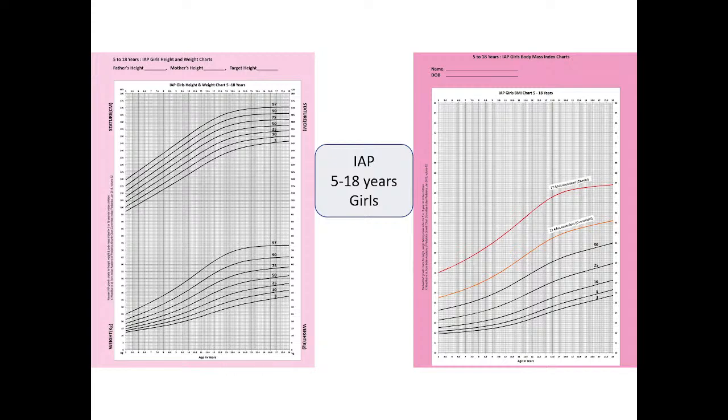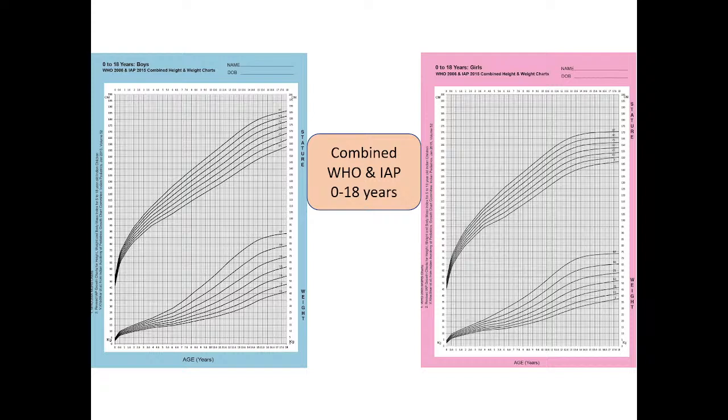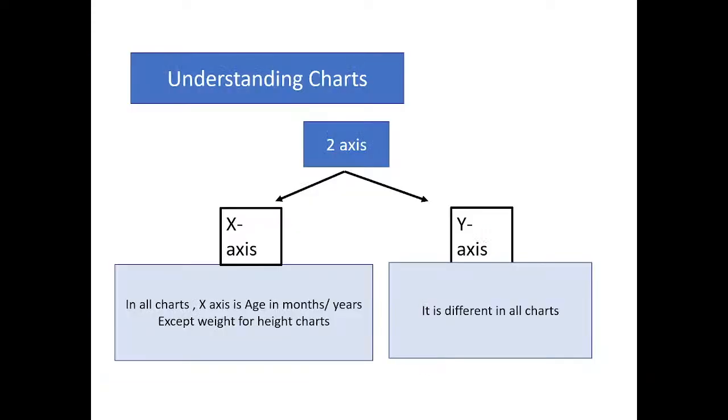Okay, there is similar weight for height, but these are the combined charts. What IAP did, because pediatricians usually get away from the growth chart, is combine the WHO growth charts and IAP growth charts and give combined WHO and IAP growth charts that can be used for 0 to 18 years. But as an undergraduate, from an exam point of view, for viva, or as a take-home message, 0 to 5 years is WHO, 5 to 18 years it is IAP.